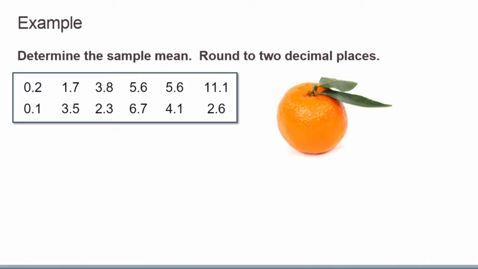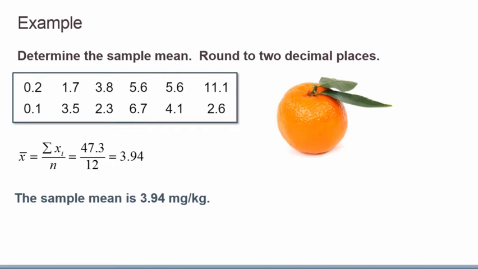Determine the sample mean. Round to 2 decimal places. To find the sample mean, we need the sum of the data divided by the number of data points. 47.3 divided by 12 is 3.94 when rounded to 2 decimal places. The sample mean is 3.94 milligrams per kilogram.